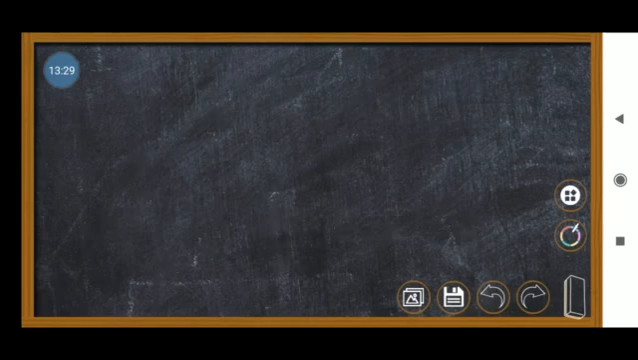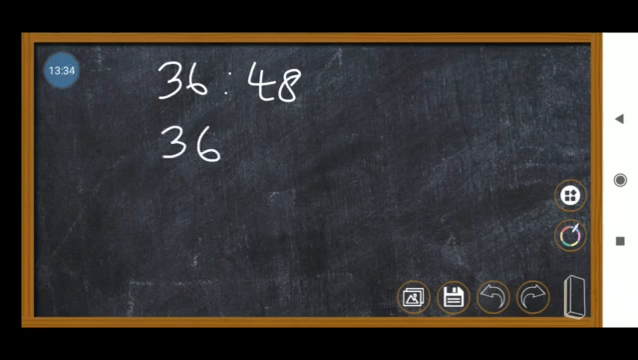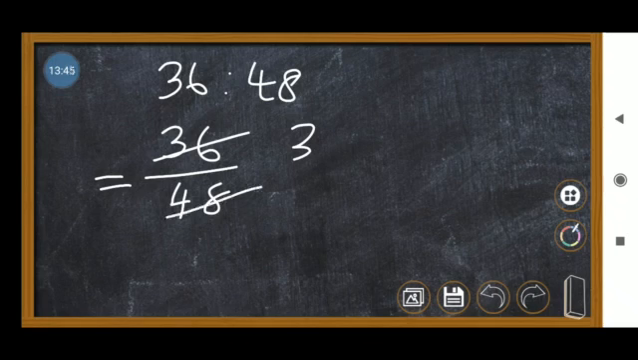For the second case, 36 is to 48. So 36 to 48 means 36 divided by 48. We can divide by 12. If you know the 12th table, 3 12s are 36, 4 12s are 48. Otherwise you can divide by the 2 table, 3 table and 6 table. Okay. So 3 divided by 4. So the first one we got is 6 is to 7, because 6 4s are 24, 7 4s are 28. In the second case we found 3 is to 4.